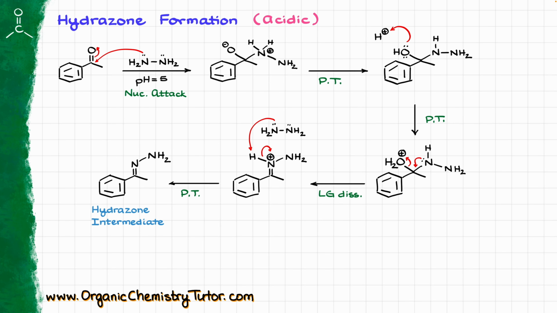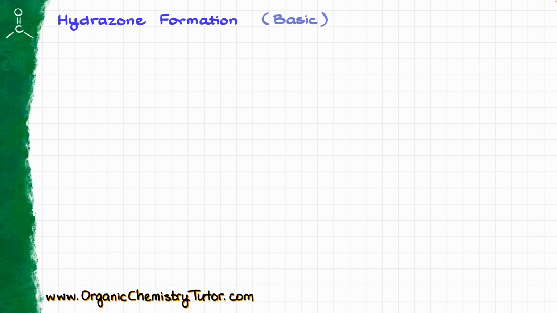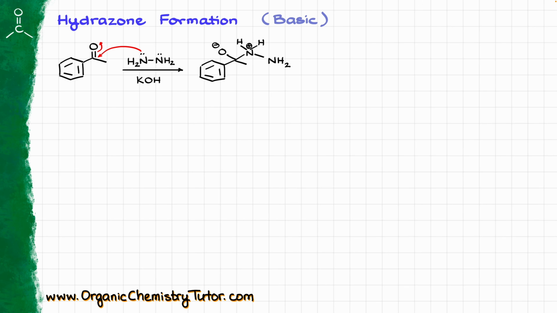Now, as I've mentioned, this reaction can also be done in basic conditions. So if we look at this reaction in basic media, then I'm going to start with the same starting materials, but now instead of pH 5, I'm going to indicate that I have potassium hydroxide present, and the first step here, just like in my previous reaction, is going to be the nucleophilic attack from my hydrazine onto the carbonyl. So I'm going to show the nitrogen attacking my carbonyl like so, giving me the following intermediate.